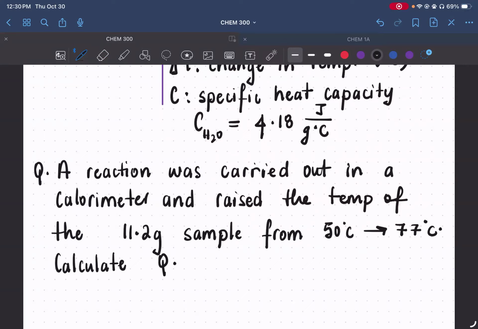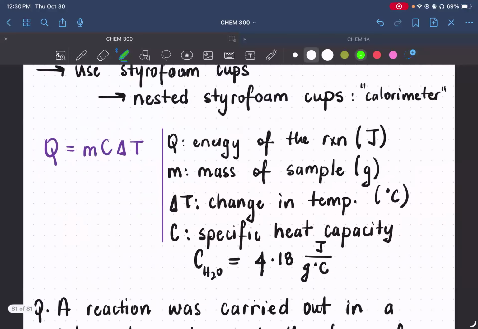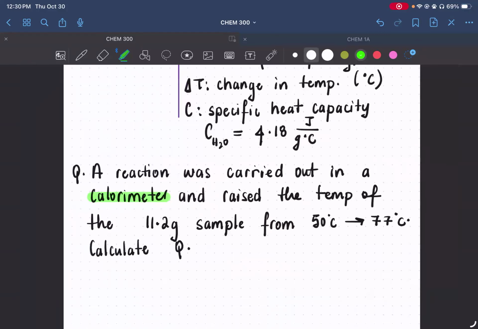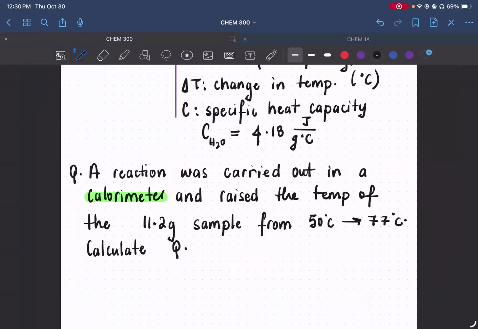Okay, so the mere fact that the question outright states the reaction was carried out in a calorimeter is what tells us we will be using this formula, MC delta T. From that formula, we're being asked, okay, I'm trying to find Q, that's equal to MC delta T. Do I know mass? Yes, the question told me it's 11.2 grams. Do I know specific heat? Yes, that's that constant 4.18. Do I know the temperature change? Yeah, I know that it goes from 50 to 77.